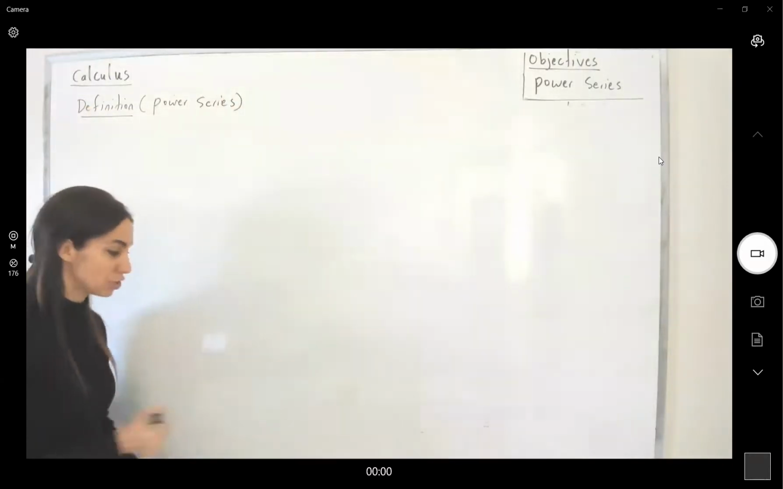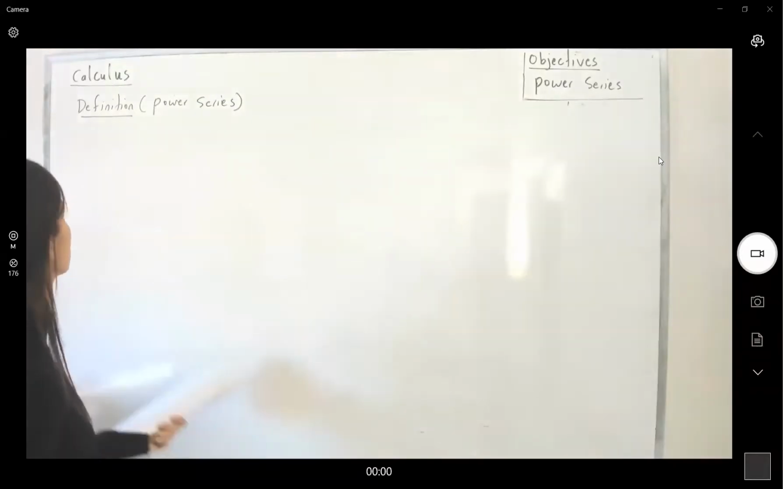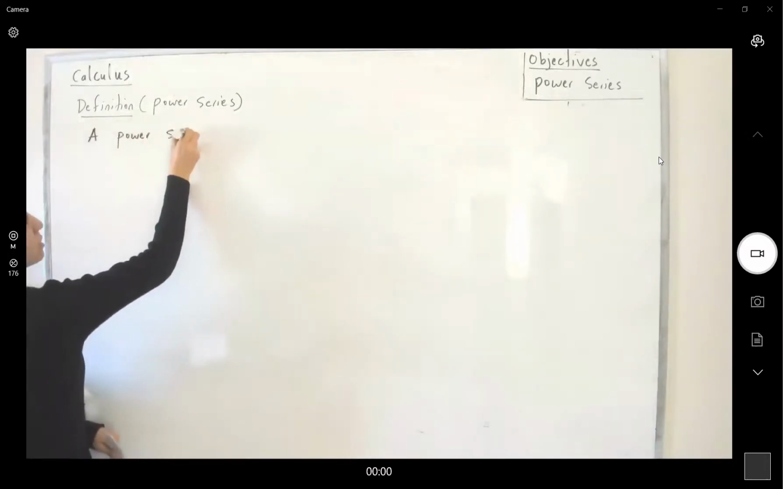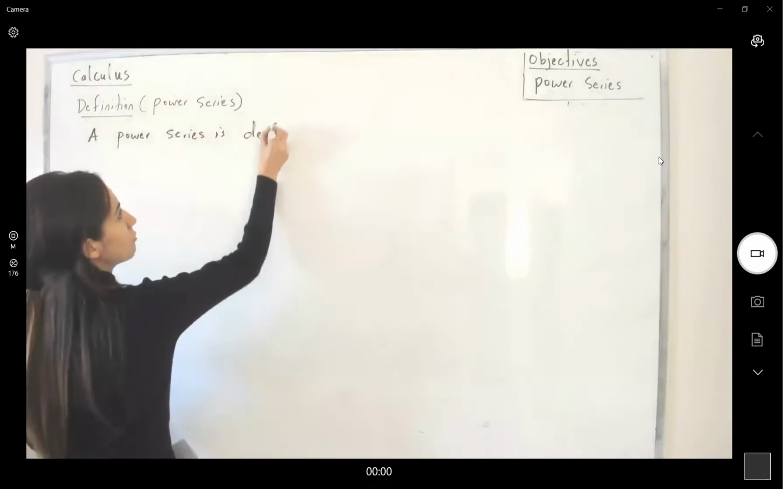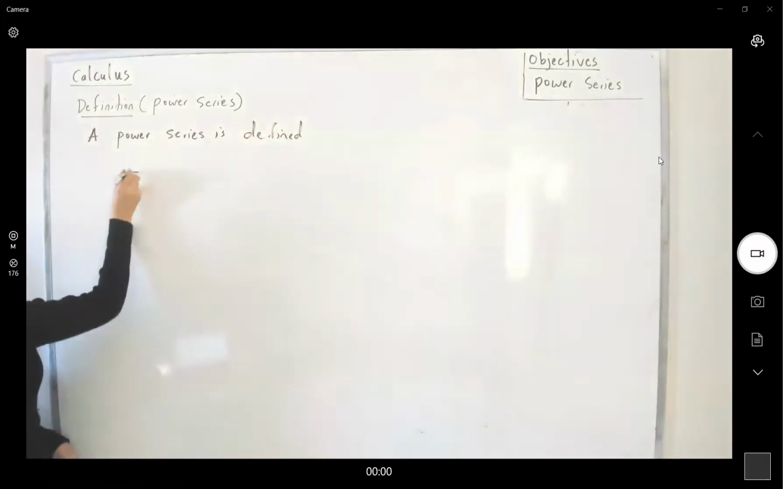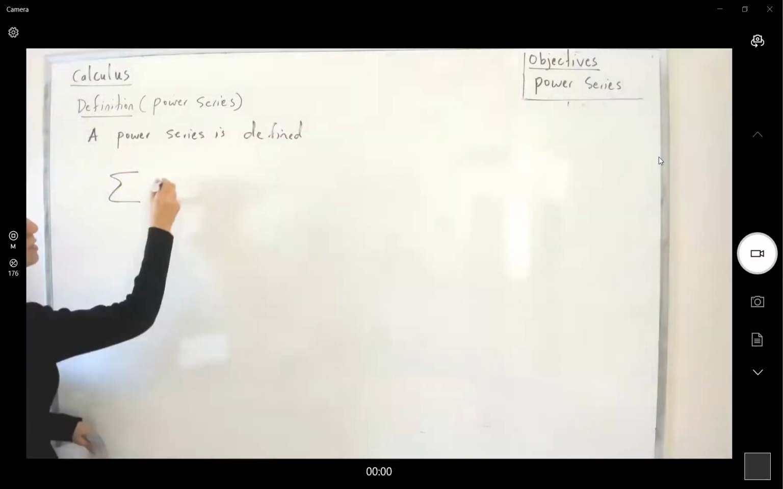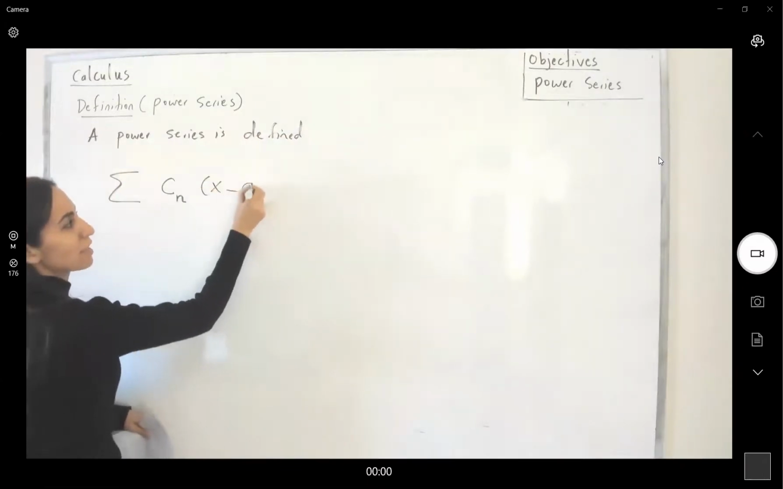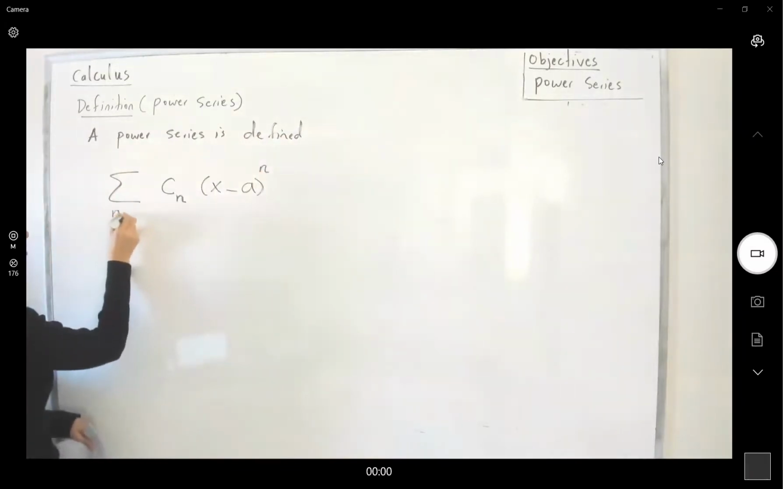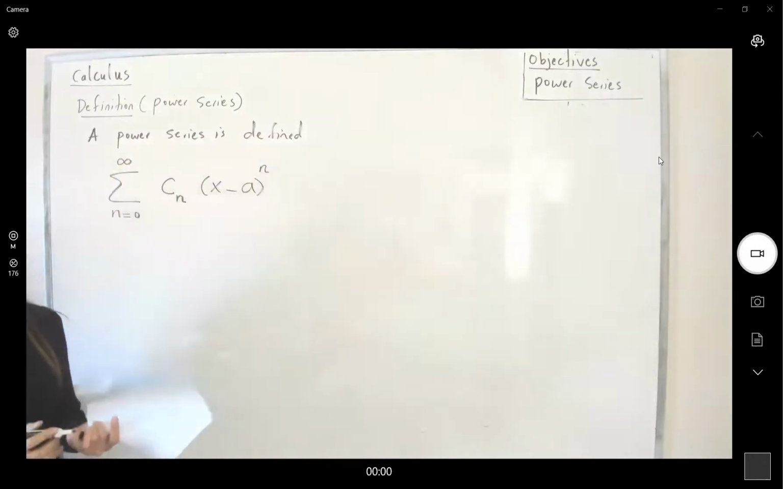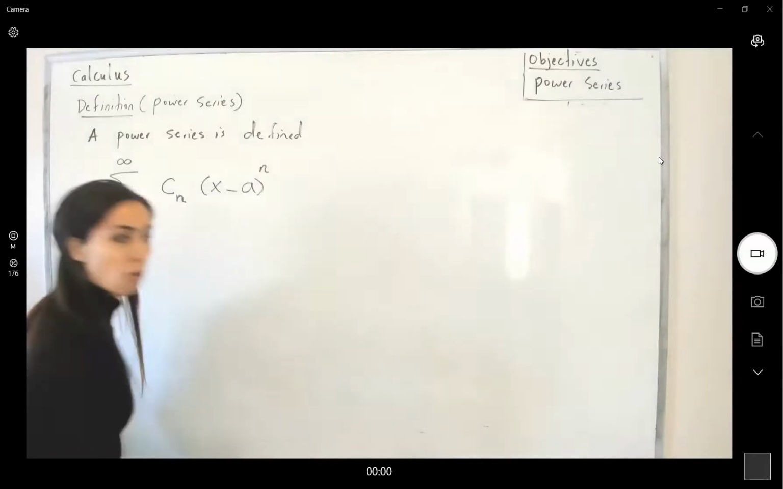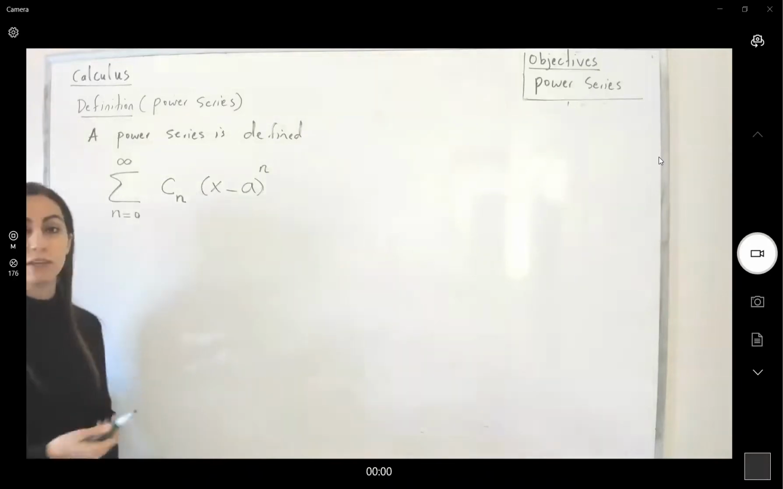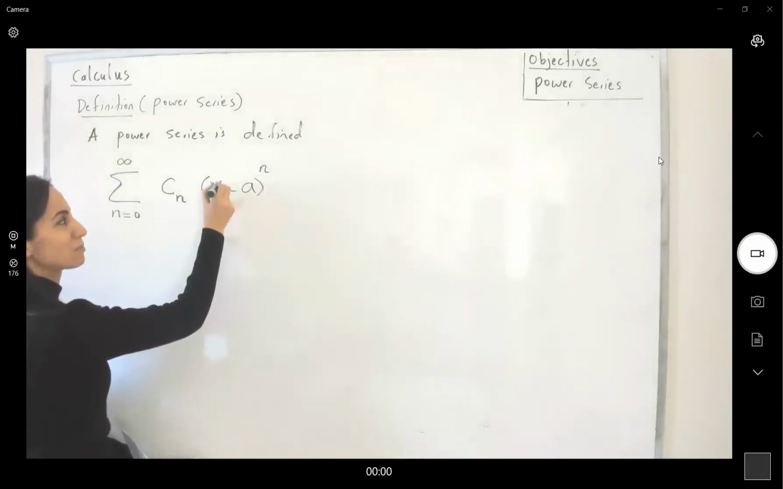So a power series in general is defined this way. A power series is defined as the sum of c sub n times (x minus a) to the power n, starting from 0 and going to infinity. So what are you doing? You're adding a variable to our series, actually a new variable, which in this case is x.